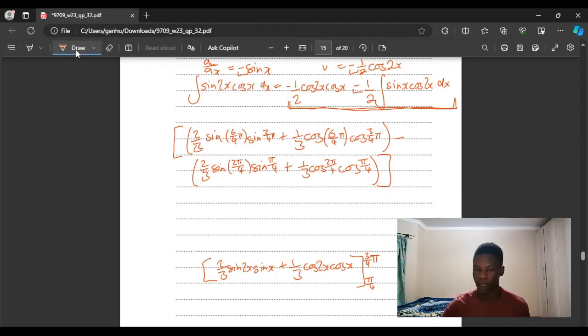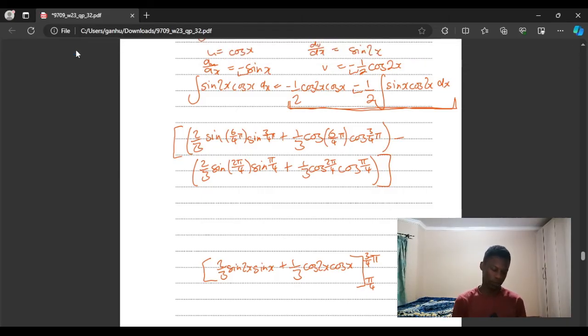And then we'll punch this into our calculator. So let's do the first bracket. That's 2 over 3 sine 6 over 4 pi, make sure you're in radians as well, sine 3 over 4 pi, plus 1 over 3 cos 6 over 4 pi cos 3 over 4 pi, and that gives us negative root 2 over 3.